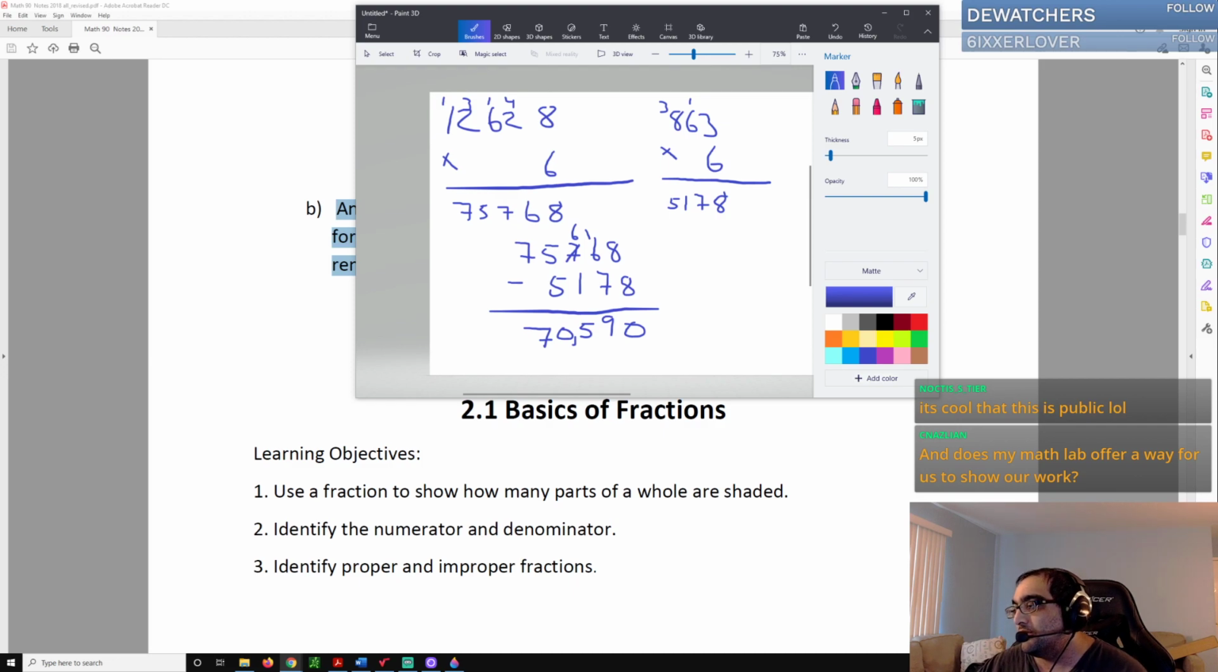No. So the answer to that, Chris, is no. That's why you'll write it on a separate sheet of paper and then either scan it or hand in a picture to me of the work.